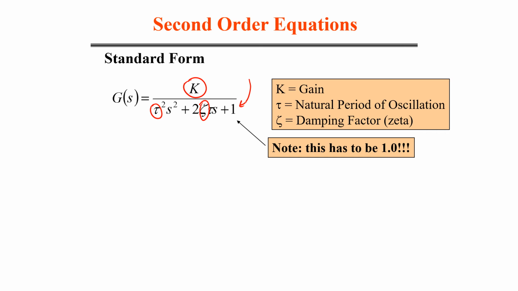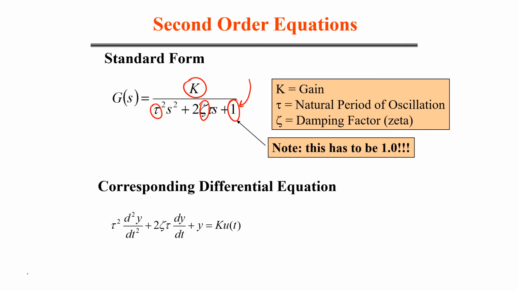Okay, and then as we go on, we have just one note about this, is that this number has to be 1. So if it's not 1, then you have to divide both top and bottom by that number to make it 1. Okay, so the critical thing there is that it needs to be 1 for a standard form. And then the corresponding differential equation for this is shown here.